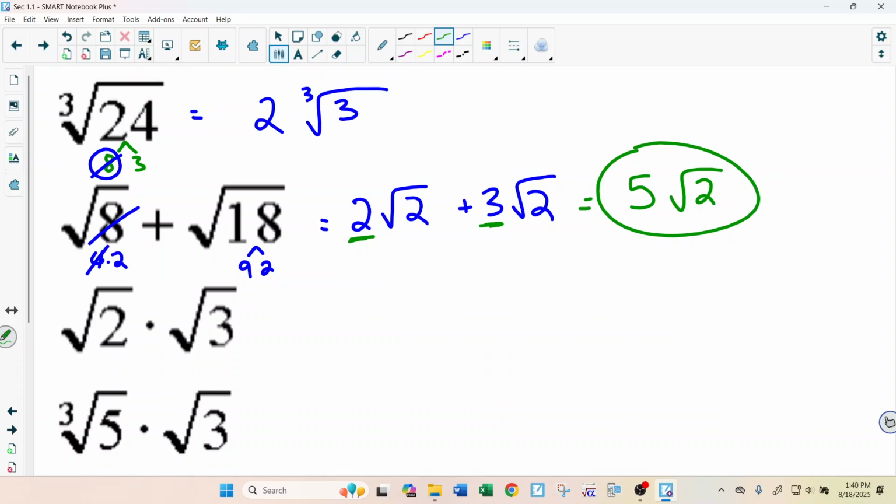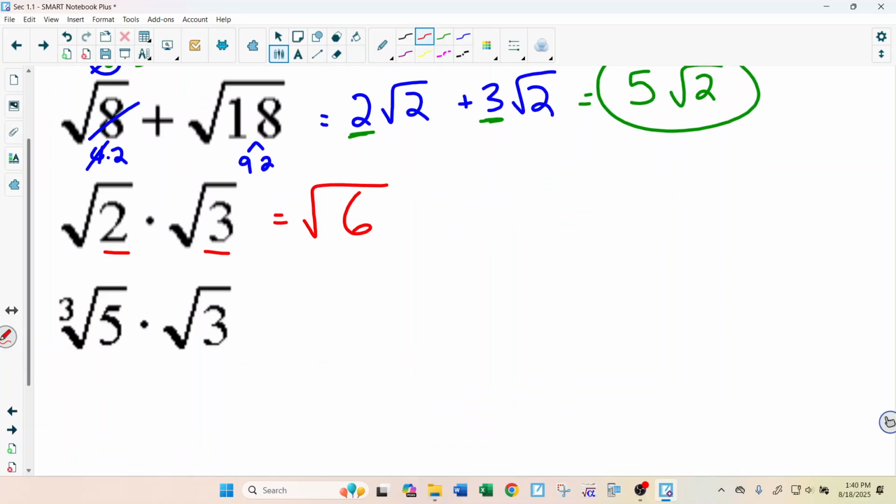Knowing our perfect squares and perfect cubes is the key to doing these. If we multiply two radicals and they both have the same radicand, both have the same radical, the square root, all we can do is multiply what's underneath. 2 times 3 gives me square root of 6. If I have different radicands, what's underneath, and I have different roots, we essentially will say, nope, we can't do that.